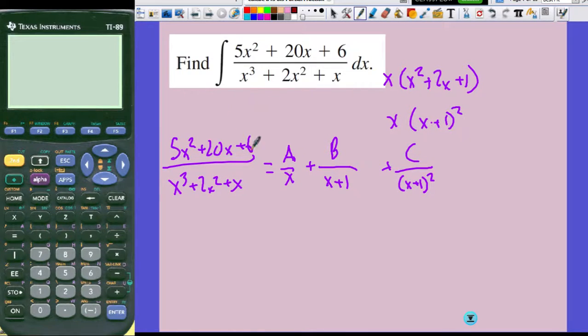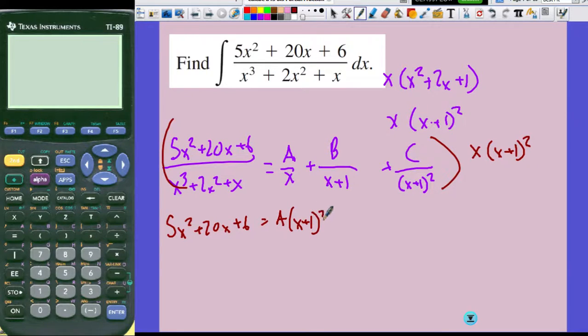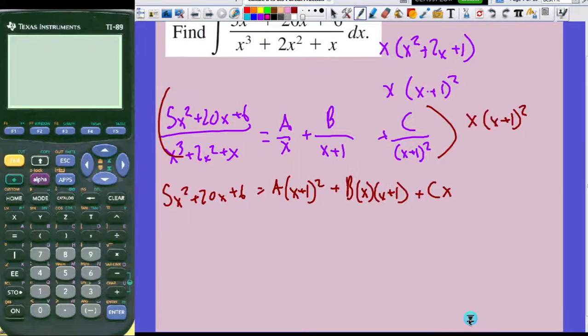So I have to solve for a, b, and c. I'm going to do similar things as before. On both sides, I'm going to multiply everything by the factored denominator, x times x plus 1 squared. What happens here is you're just left with the numerator, 5x squared plus 20x plus 6. And then a, if you're only getting rid of the x, you're left with a times x plus 1 squared. The b is only getting rid of one of the x plus 1s, so it'll be b times x plus 1. And the c, you get rid of both the x plus 1s, so it's just c times x. Cool. Now I want to solve. So just like you did before, you're going to pick values.